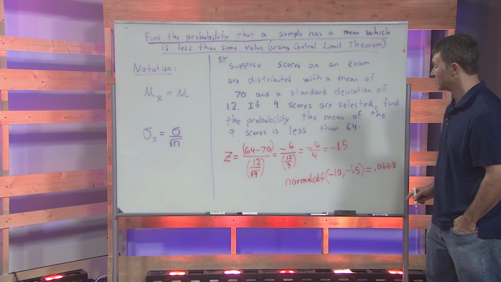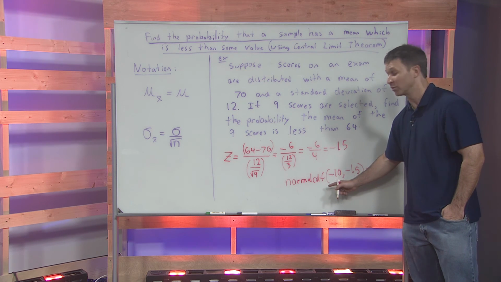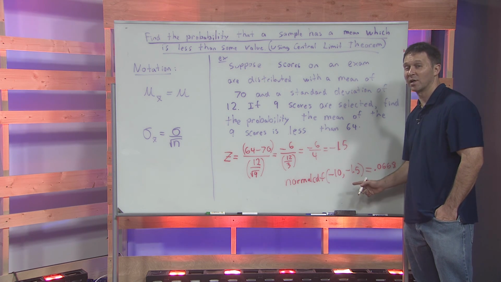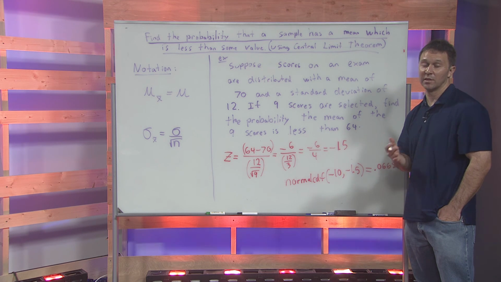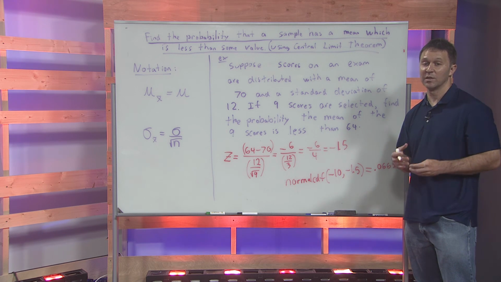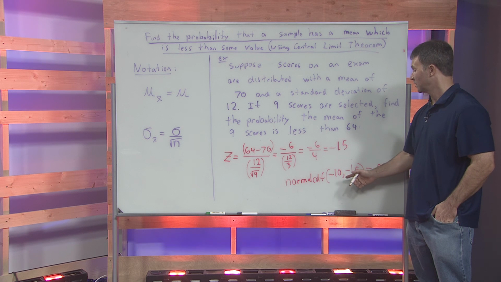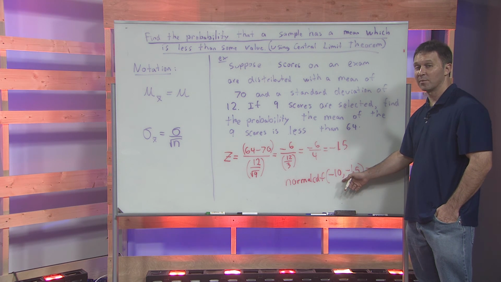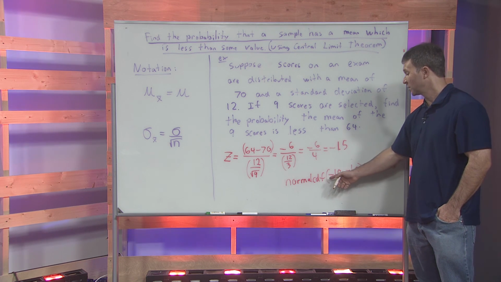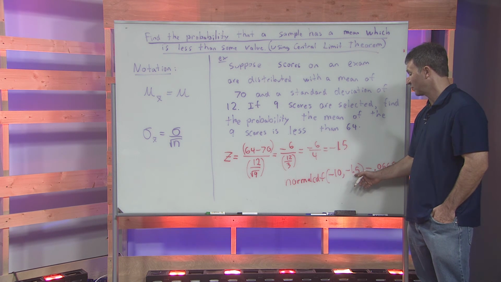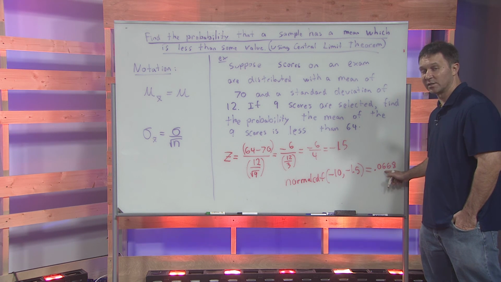And I do want to remind you that we also have calculator videos that go over how to use normal CDF when you're finding the area to the left of something or the area to the right of something, or even area between two z-scores. This particular one happened to be a problem involving area to the left. So we did normal CDF negative 10, comma, negative 1.5, and that is the final answer.